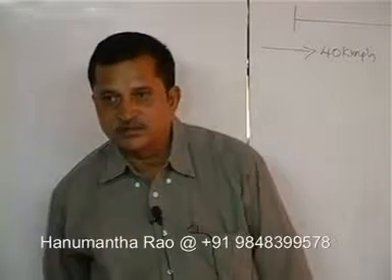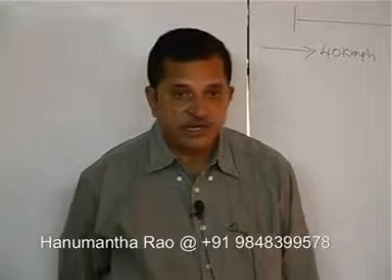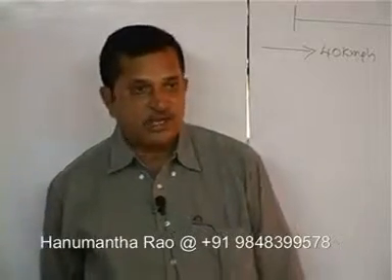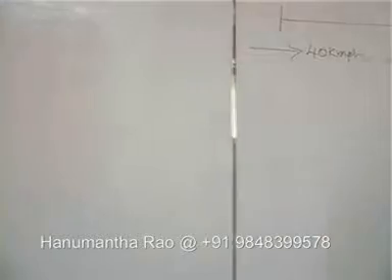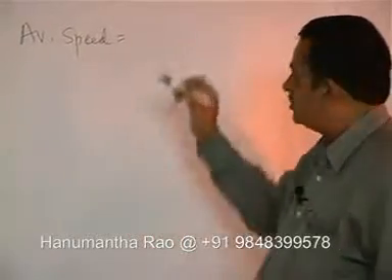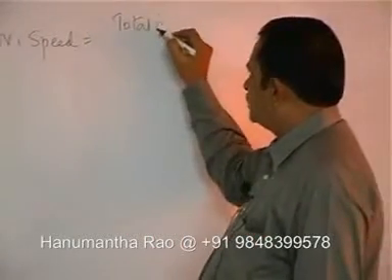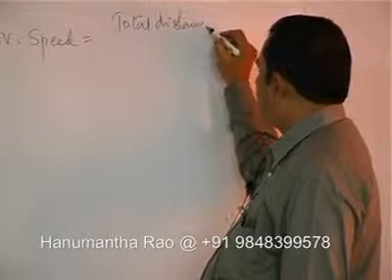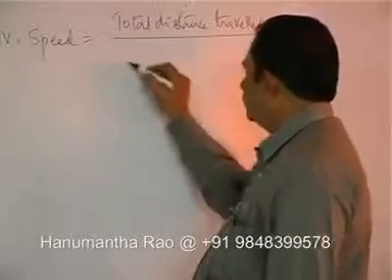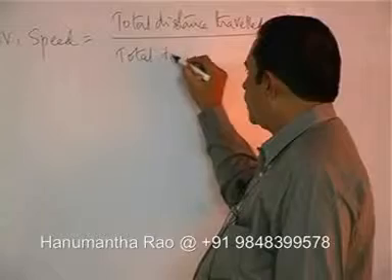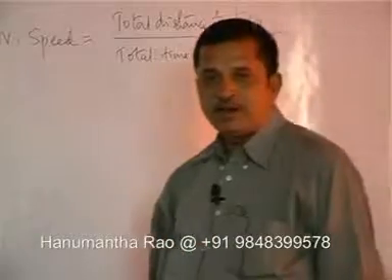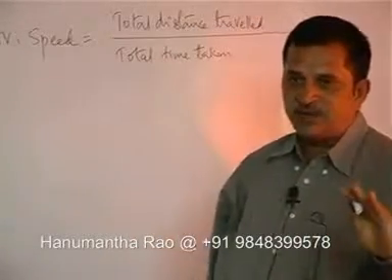How much? 78, 28, 48. Actually, average speed means we have two formulae. Average speed means total distance traveled by total time taken. This is the formula. Average speed means total distance traveled by total time taken.